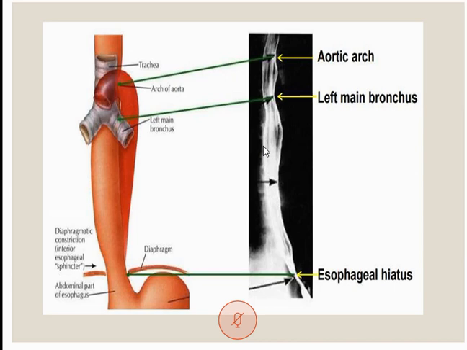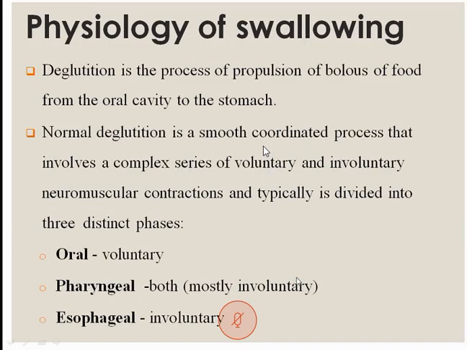See, I told you after the cricopharynx, you get constrictions. One is at the arch of the aorta here. This will give a pressure, and you will see the indentation on the barium swallow. Then the left bronchus, which crosses this area, is the second one, and another one is the esophageal hiatus, where you will see the constriction.